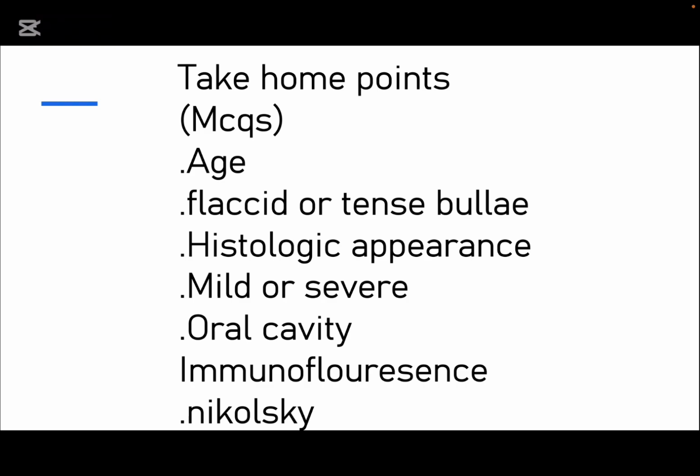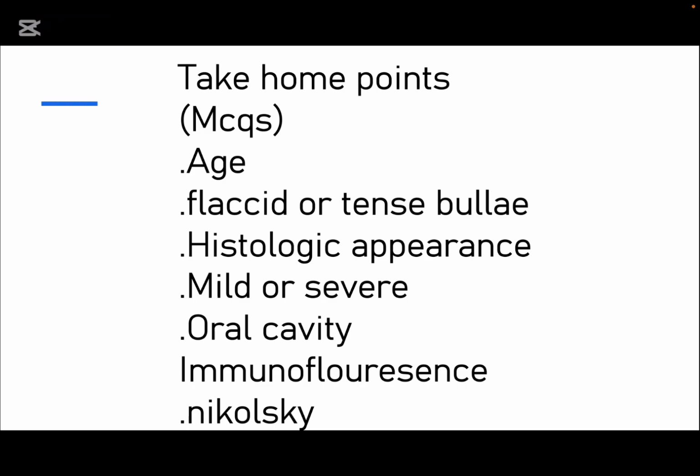So the take home points for solving any question is, first of all, when there is an MCQ given, look at the age. If the age is between 40 to 60, think of pemphigus. If it is older, like greater than 60, think of bullous pemphigoid. If the bullae are flaccid, think of pemphigus vulgaris. And if it is tense, then think of bullous pemphigoid.